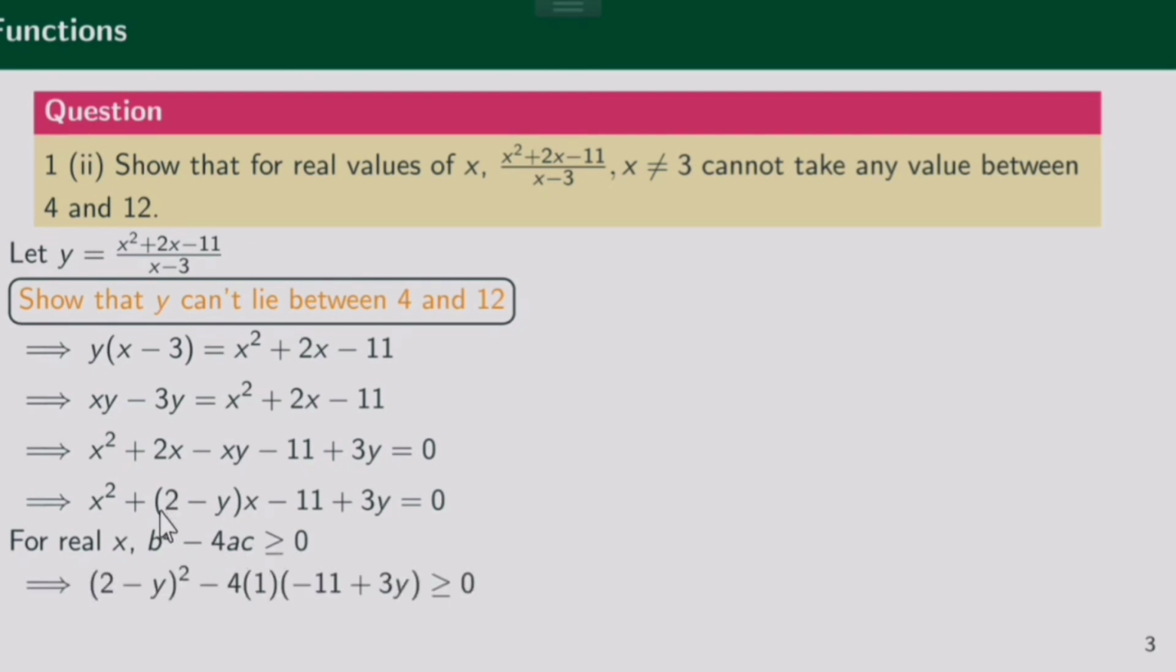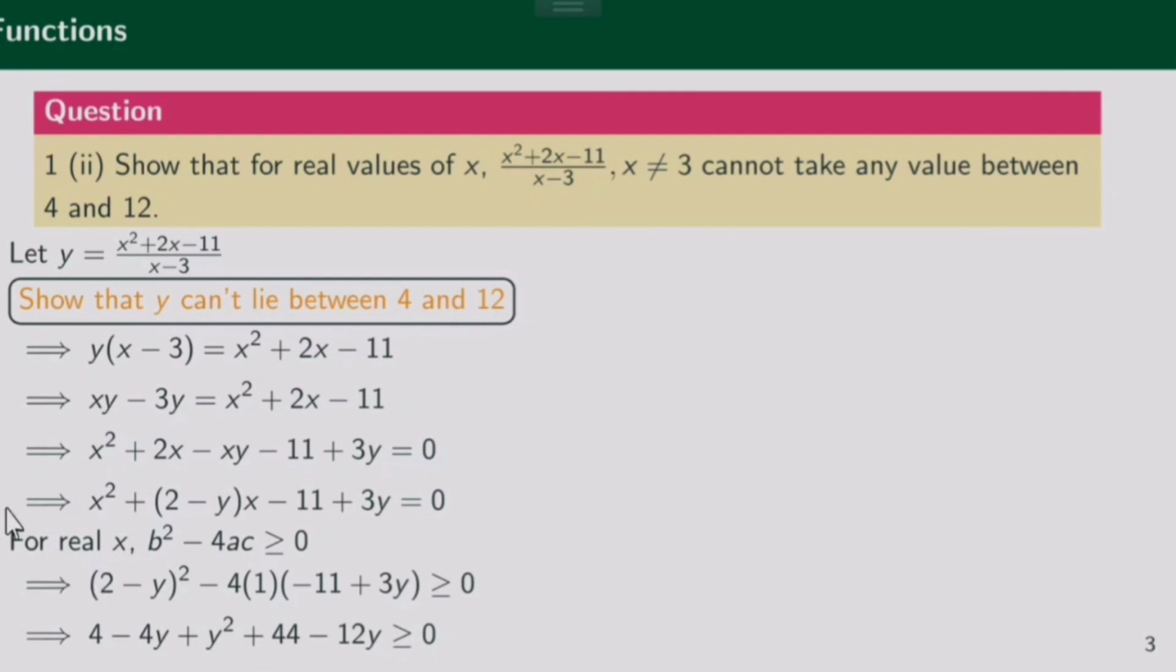Now I'll plug in the values of a, b, and c into this expression. And so I'll be having 2 minus y, all that squared, because that is b, minus 4 into a, which is 1, into c, which is negative 11 plus 3y, is greater than or equal to 0. Expanding this, I have 4 minus 4y, then plus y squared. Negative 4 into negative 11 gives positive 44. Negative 4 into positive 3y gives negative 12y, is greater than or equal to 0.